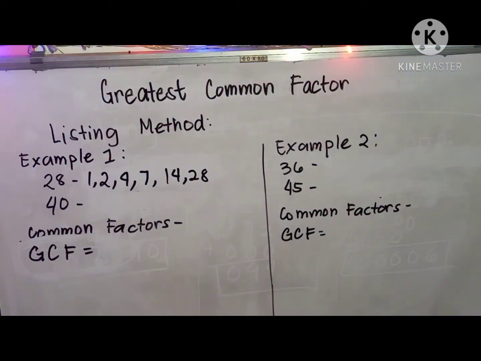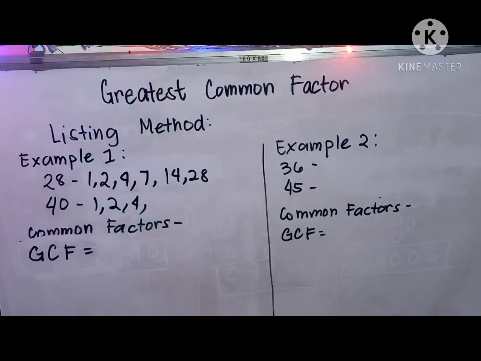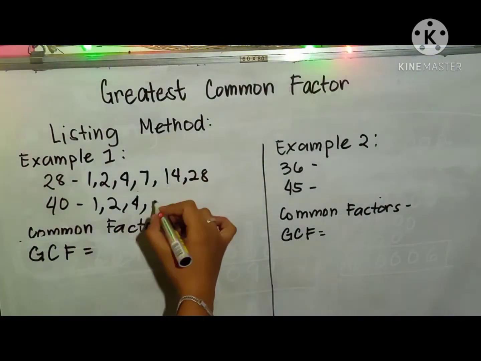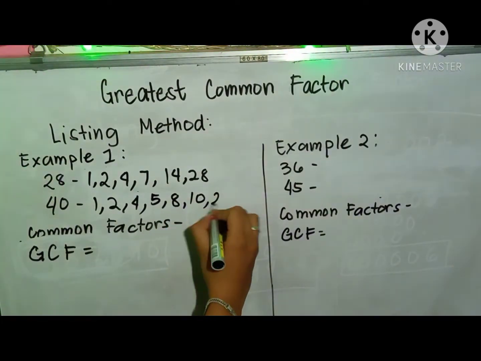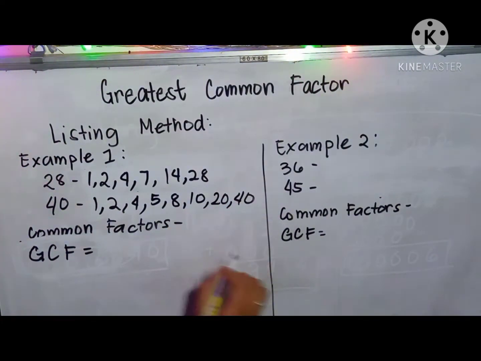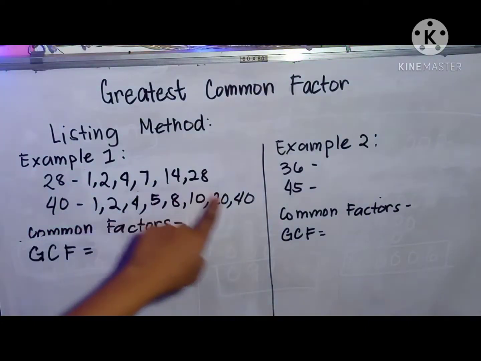The next step is listing all the factors of the second given, which is 40. Ano yung mga numbers na pwedeng i-divide kay 40? We have 1, 2, 4, 5, 8, 10, 20, and 40. Lahat ng numbers na yan, pwede natin i-divide kay 40. So, these are the factors of 28 and these are the factors of 40.